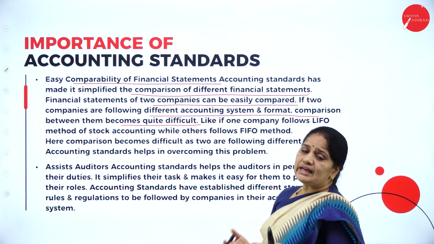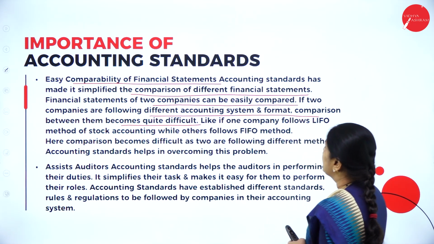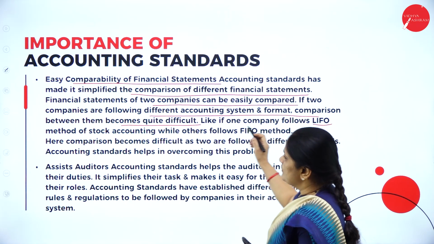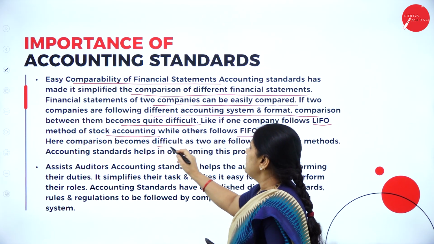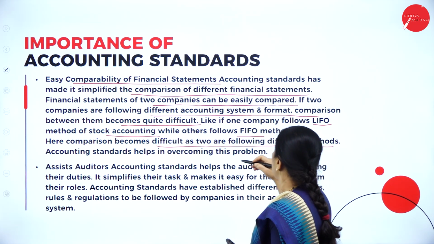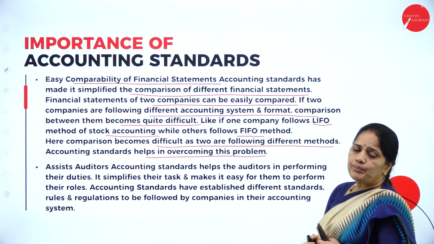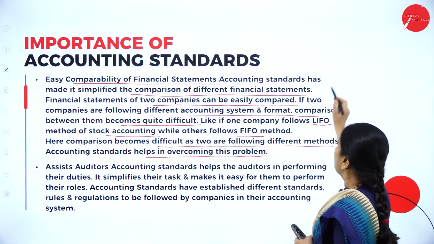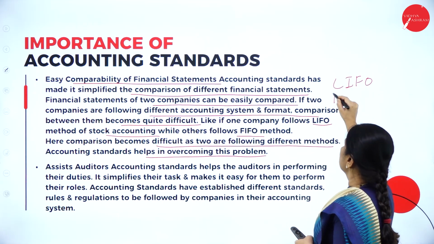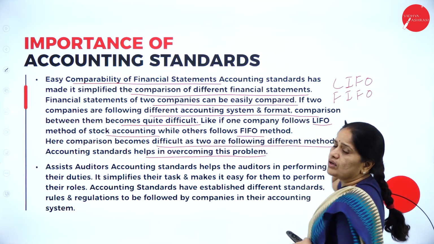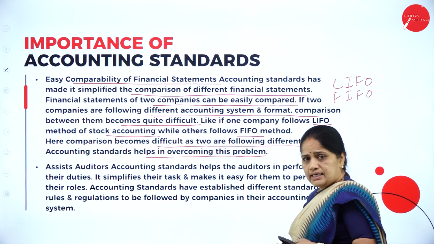But if they are following a different format and a different procedure, then comparison would have been difficult. If one company follows the LIFO method of stock accounting while others follow the FIFO method, your comparison becomes difficult as the two are following different methods. Accounting standards help in overcoming this problem. So, there is this LIFO and FIFO. What is the meaning of LIFO? Last in, first out. Then we have FIFO, that is first in, first out. So, which method to adopt? It will be told in the accounting standard rules.